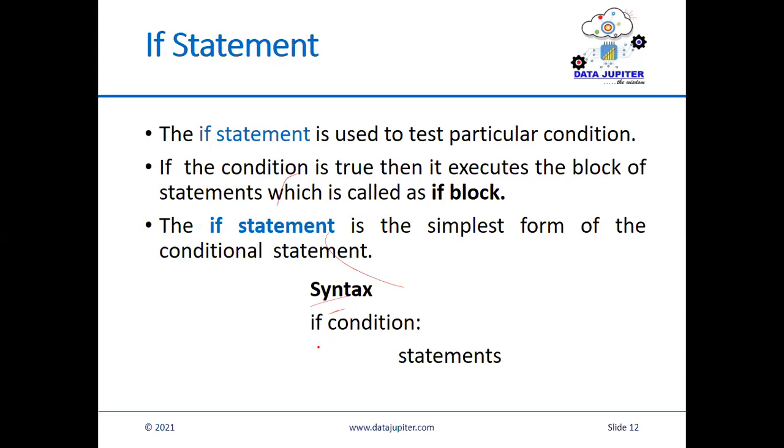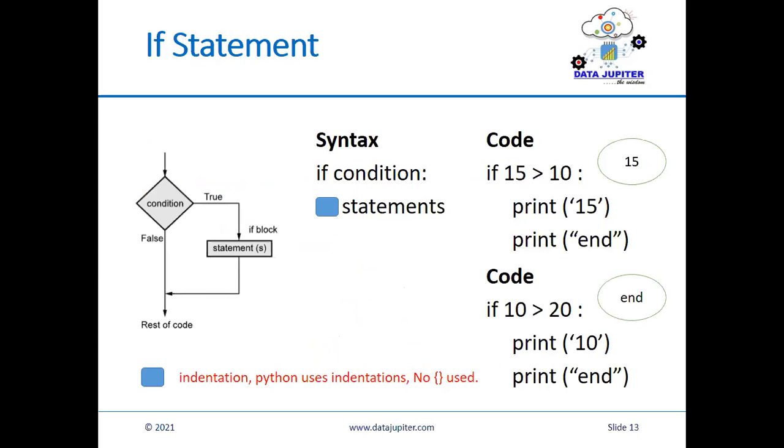Okay. So if condition, and you have to give some indentation. Indentation means space. Very, very important. Space has to be given. See here, the flowchart: if the condition is true, the statement block will execute and give the result. If it is false, it will skip. So indentation has to be given. Python uses indentation, no square brackets or curly brackets are used.